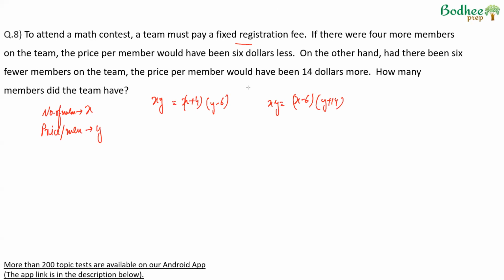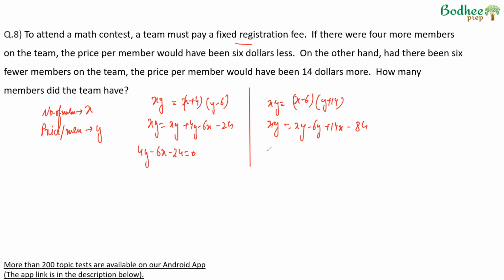Now we try to solve this and get equations in X and Y. If we open the brackets, on the left hand side, we get XY plus 4Y minus 6X minus 24. XY cancel. And therefore, 4Y minus 6X minus 24 is equal to 0. Here, XY is equal to XY minus 6Y plus 14X minus 84. XY cancel. So 6Y plus 14X minus 84 is equal to 0.